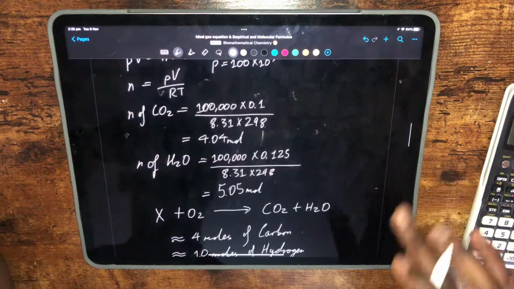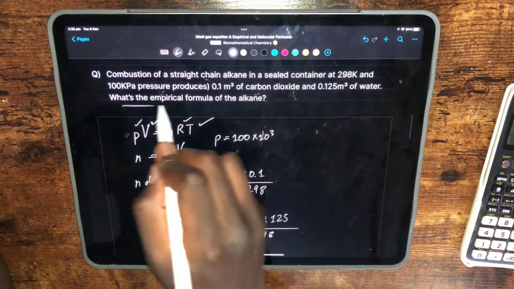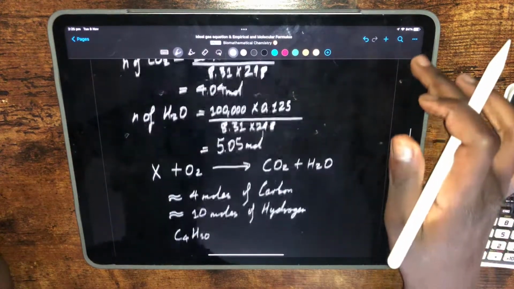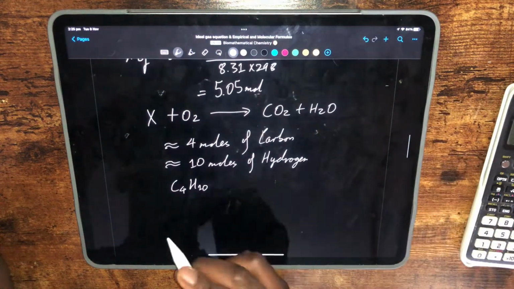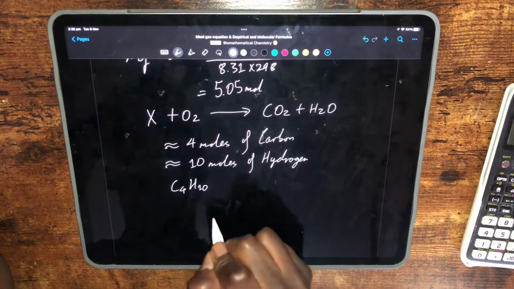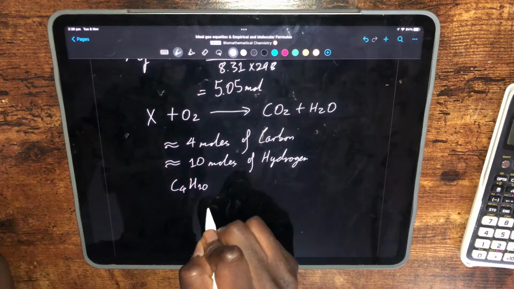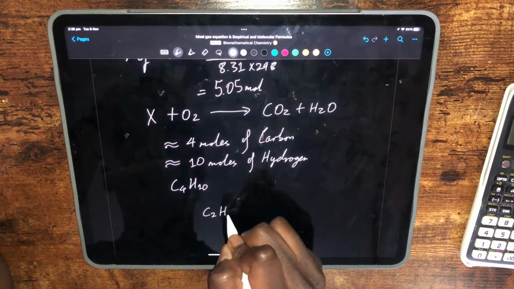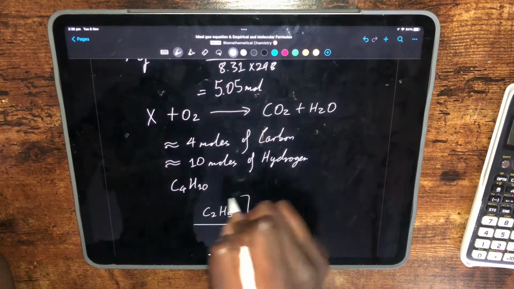But we're not done yet. The question was, what's the empirical formula of the alkane? The empirical formula is the simplest whole number ratio, which therefore means that the empirical formula is C2H5. That's the empirical formula of this compound.